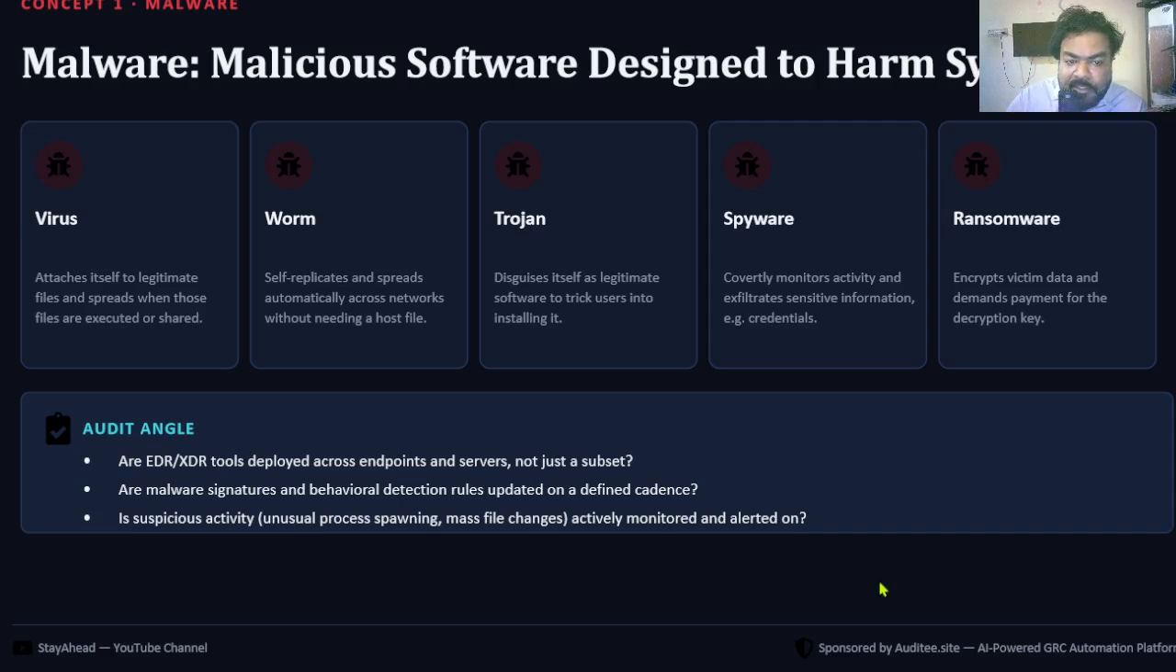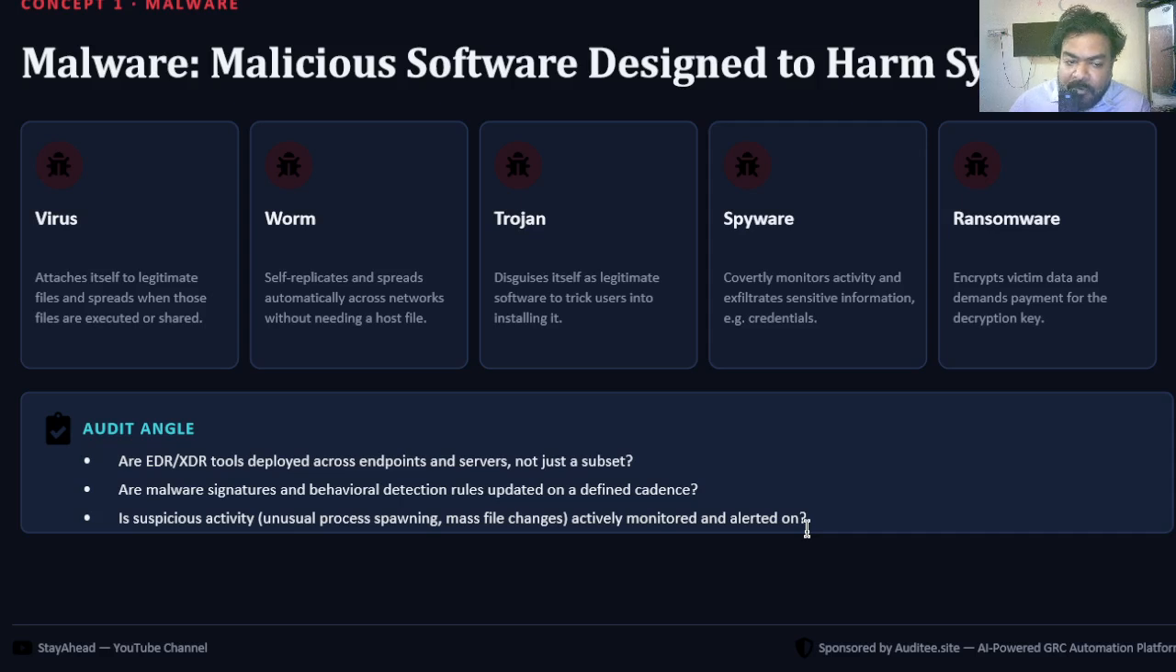Malware is just short for malicious software, any program built to damage, disrupt, or gain unauthorized access to a system. But not all malware behaves the same way. So let's break down the 5 types you need to know cold. A virus attaches itself to a legitimate file and only spreads when that file is opened or shared, so it needs human action. A worm is scarier in some ways because it self-replicates and spreads across a network completely on its own. No user click required. That's exactly how WannaCry tore through networks worldwide.